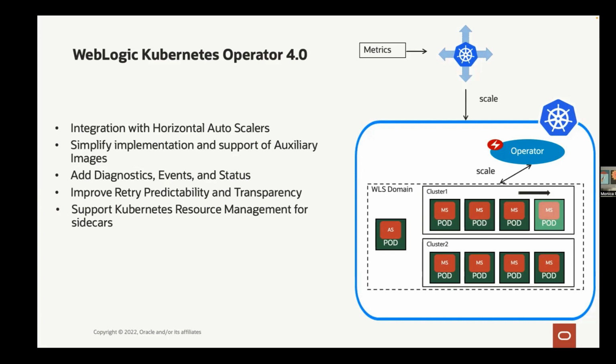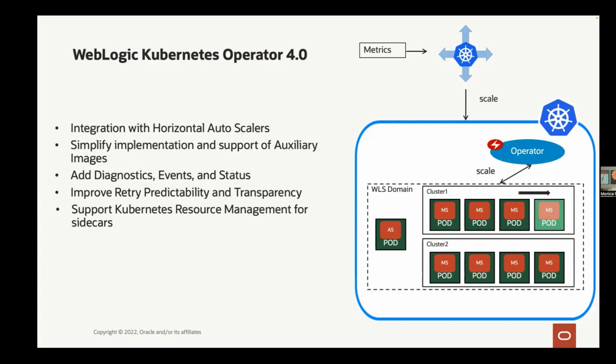We have simplified the support for auxiliary images to make it extremely easy to deploy and update your applications that are deployed in Kubernetes. We have added diagnostics and events and statuses to help our users with monitoring their deployments. We have improved retry predictability and transparency, and now support setting resource limits for sidecars that might be running in the WebLogic pods where the WebLogic servers are running.